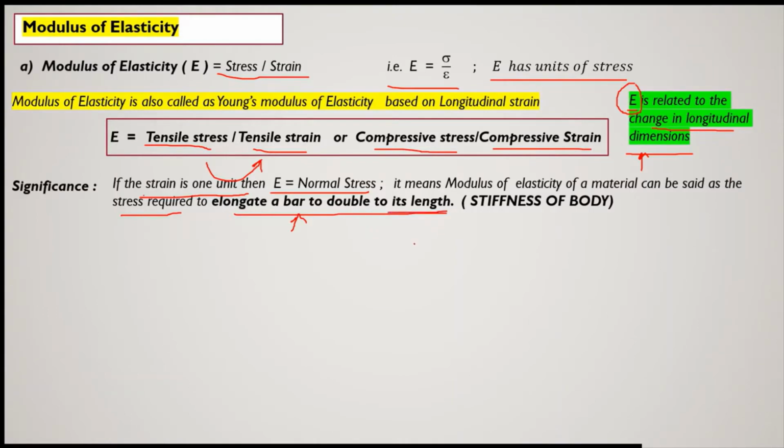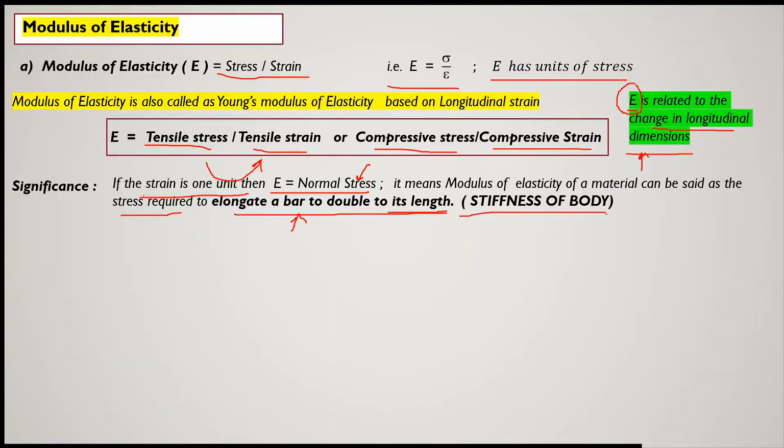That means you will have the knowledge, you can judge how much stress or force is required if you want to increase the length of the wire, to make it double. So if the modulus of elasticity value for a particular material is more, that means you require more force to apply, that is, more stress is required.